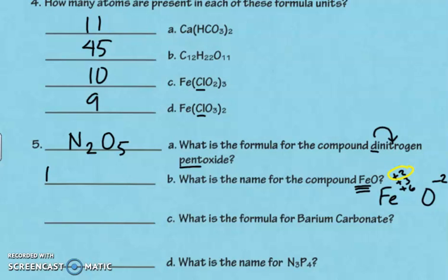So it's going to be iron(II) oxide. And don't forget that the last word, when it's just an ion from the periodic table, has an -ide on the end of it.